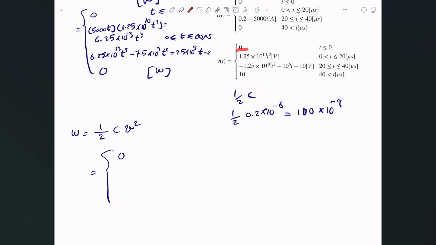So V squared for the initial value is 0, so we get 0. That tells me this is for t less than 0. There's no energy being stored. And for the next one, all I have to do is take this expression here and multiply by this number and square it.